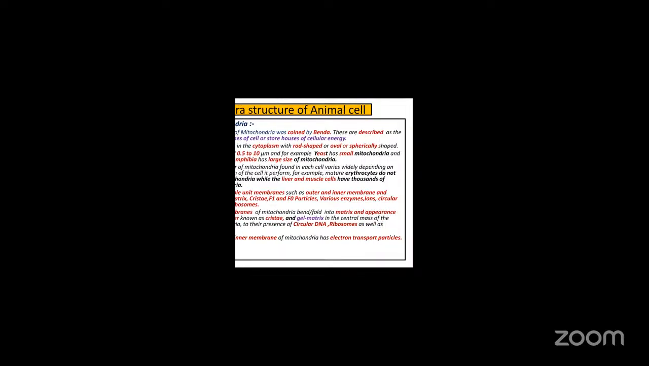Mitochondria, like other organelles, are also present in the cytoplasm, rod-shaped, oval or spherically shaped. It has a size of about 0.5 to 10 micrometers. The number of mitochondria in each cell varies. For example, mature erythrocytes do not have mitochondria, while liver and muscle cells have thousands of mitochondria.